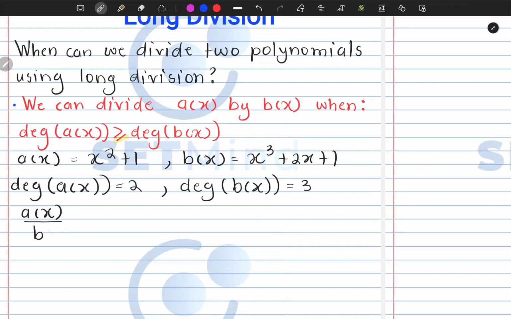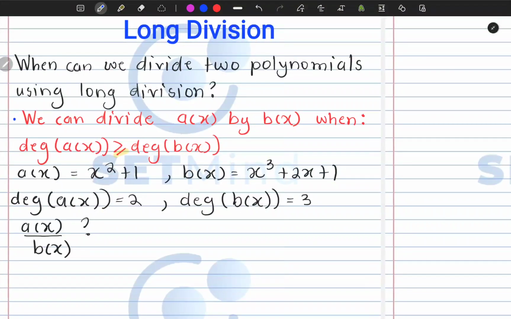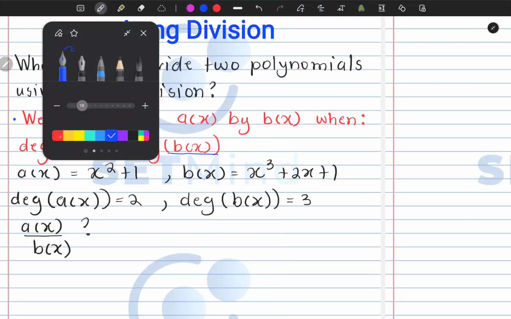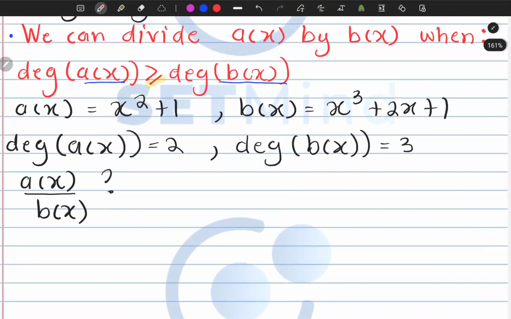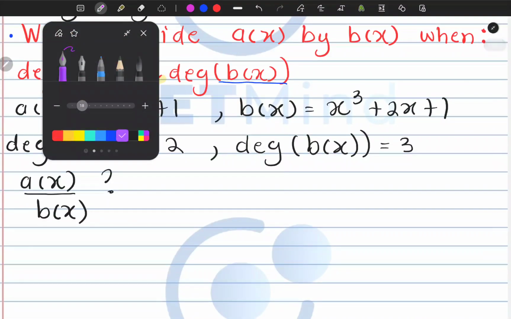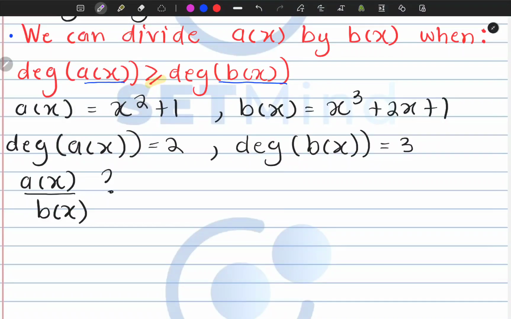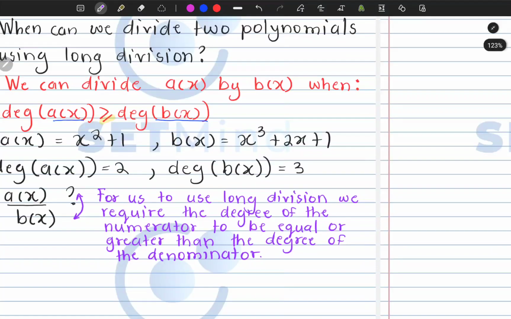I can't use long division to sort this out. And the reason why I can't do so is because the degree of a of x is not greater or equal to the degree of b of x. So essentially, for us to use long division, the degree of the numerator must be equal or bigger than the degree of the denominator. Let's make a note of that.